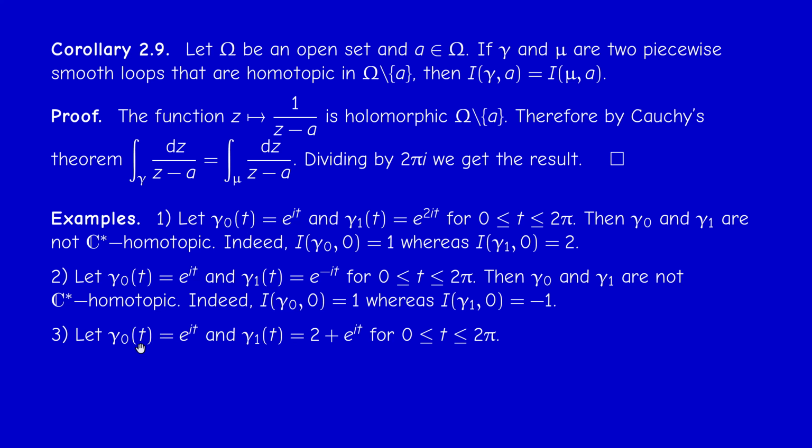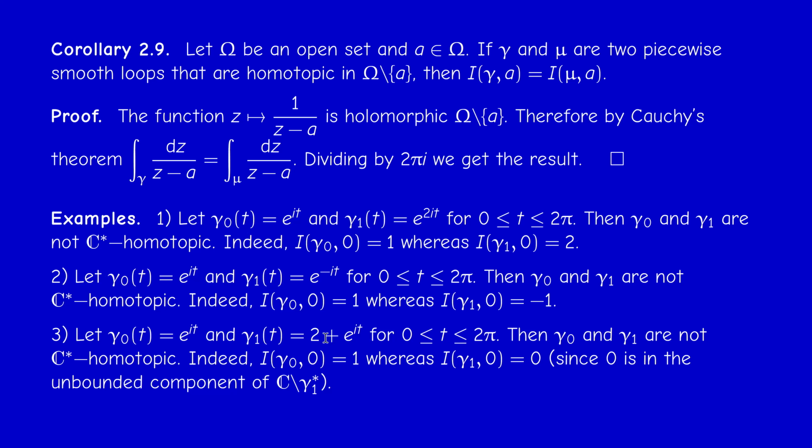And last example, when we took e to the i t and 2 plus e to the i t, so two tangent circles, if you like. Now we can prove rigorously why they are not C-star homotopic, because the index of gamma 0 with respect to 0 is 1, whereas the index of gamma 1 with respect to 0 is 0, because 0 is outside gamma 1. It's in the unbounded component.